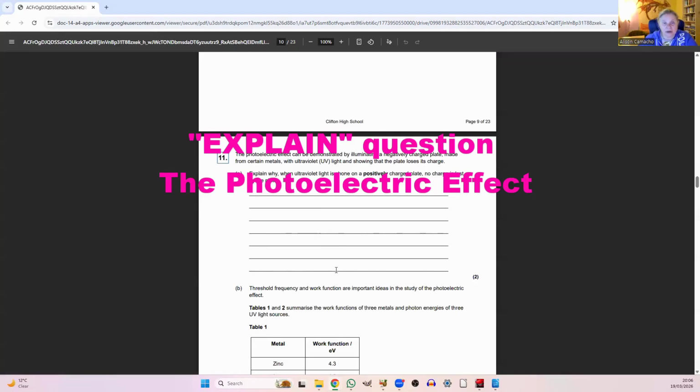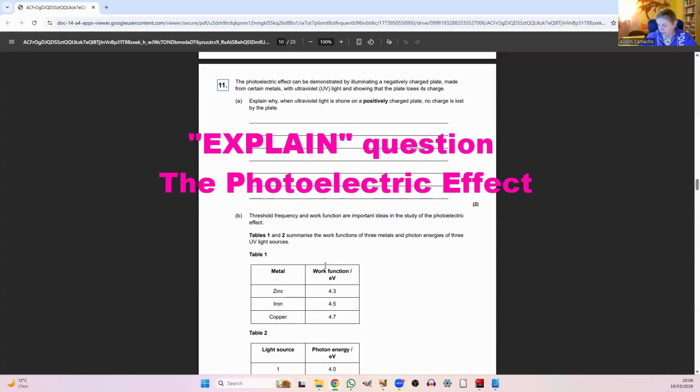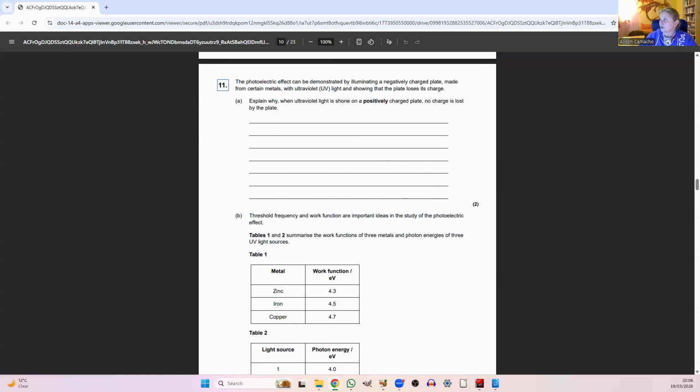Now, this is where we come on to questions about the photoelectric effect. And questions about the photoelectric effect, especially if they're explain questions, you should seriously think about including the phrase one to one. Okay, what is one to one referring to when we're talking about the photoelectric effect? What is in the ratio one to one? Can anybody tell me?